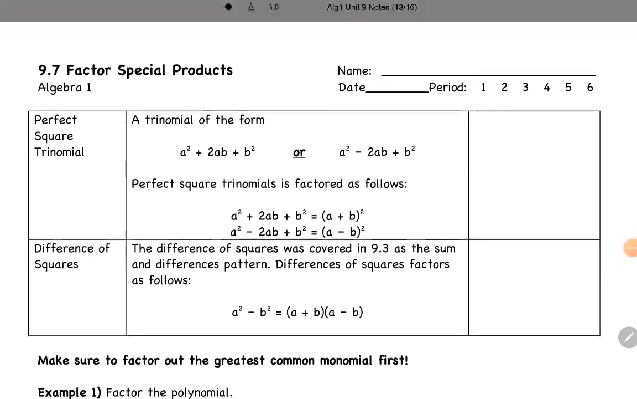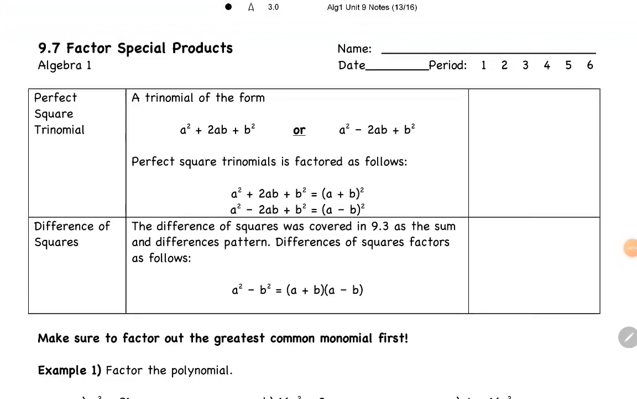Hello, this is College Draft doing some math today. In Algebra 1, we're going to be factoring even more.